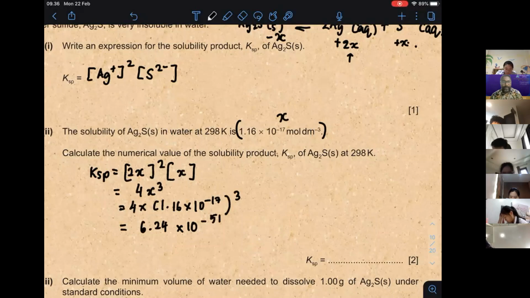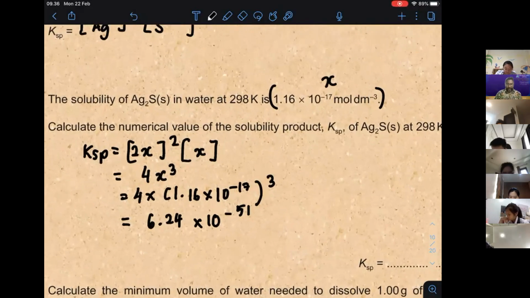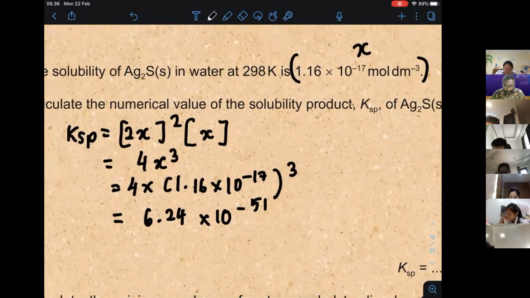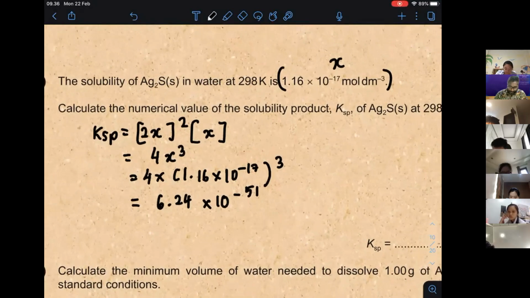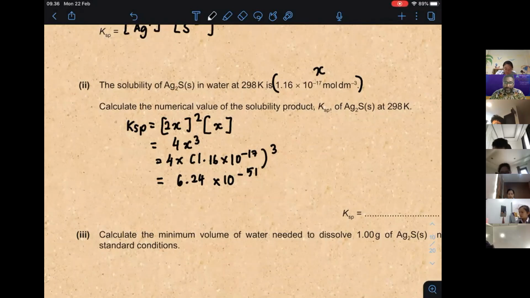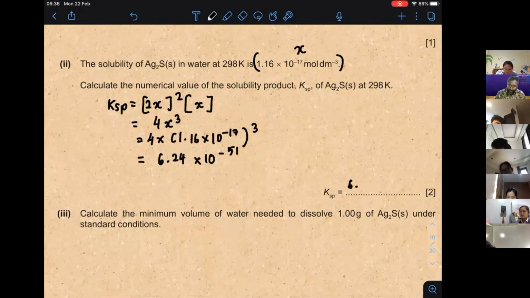Okay, when I saw that number, I was thinking I'm wrong. But again, just double check, and you will get 6.24 times 10 to the power of negative 51. Here they didn't say how many significant figures, so 3 significant figures must be there if it is not mentioned. So here, Ksp is 6.24 times 10 negative 51.